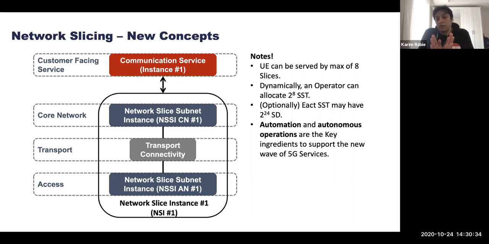So at any point, according to the application the UE is enjoying, the traffic or the path can go to slice 1, to slice 2, to slice 3. So it's not even a slice per UE. You can have 8 slices per UE. Dynamically, from the operator perspective and from commercial products, I can have 2 to the power 8 slice service types, meaning 255, right? Slice types: a slice for vehicles, a slice for agriculture, a slice for whatever.